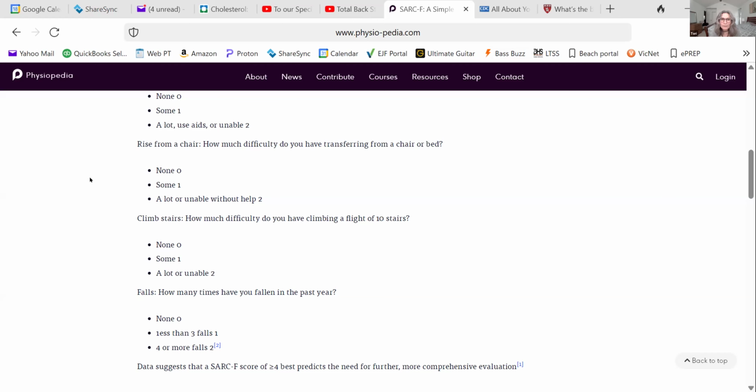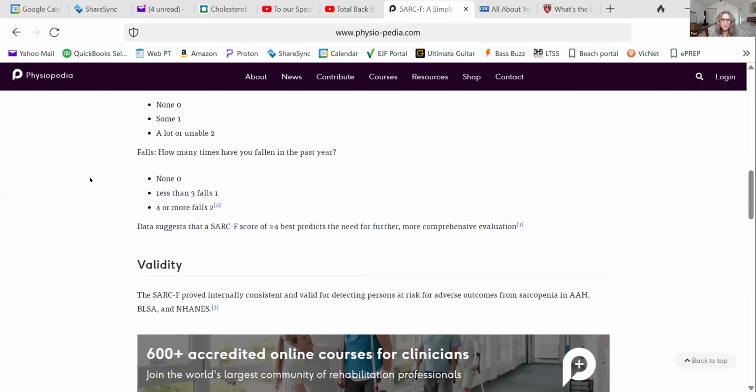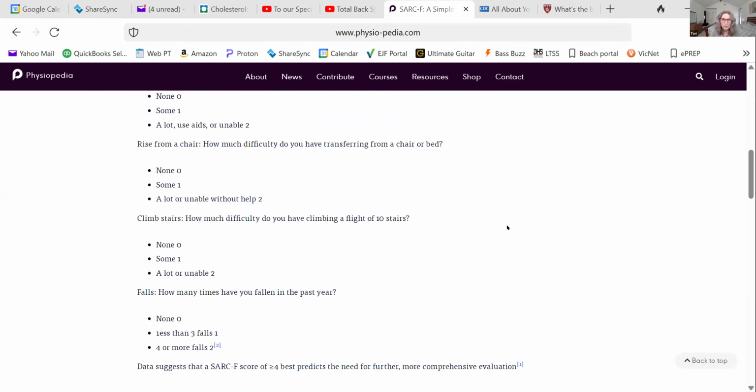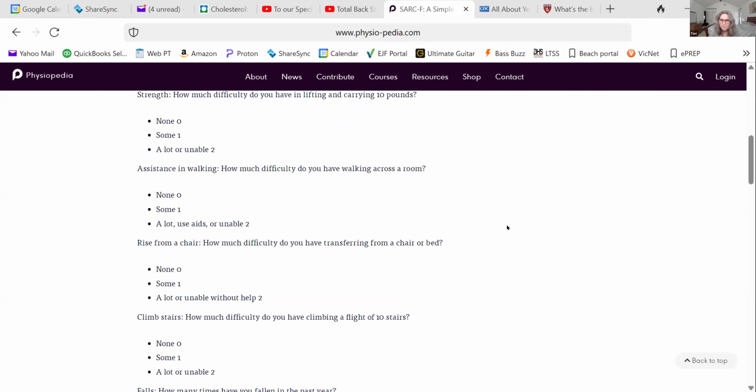So this is an evidence-based test. It's a screening, not a test, it's screening questions to see if you have potentially some issues with leg weakness. And as you can see there, it says data suggests that a score of 4 or more predicts the need for further, more comprehensive evaluation. What that specifically means as far as leg strength would be physical therapy. Okay.